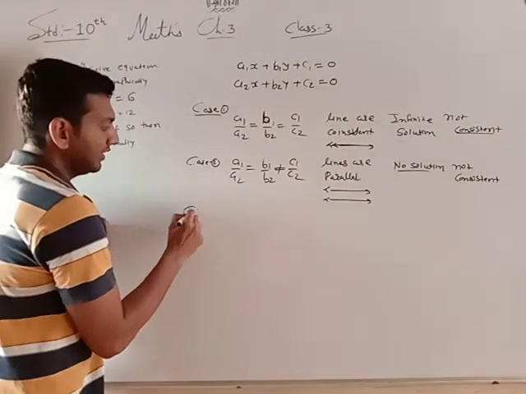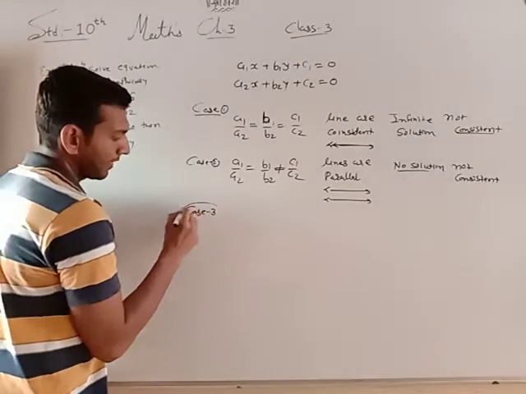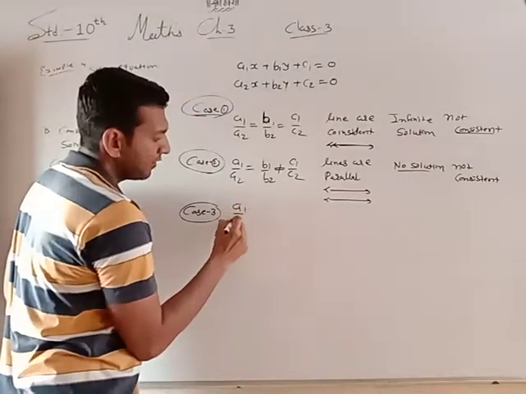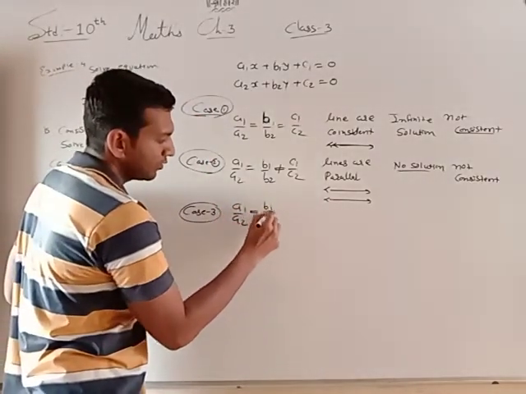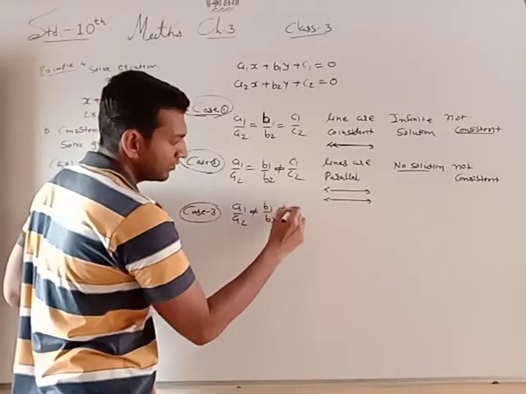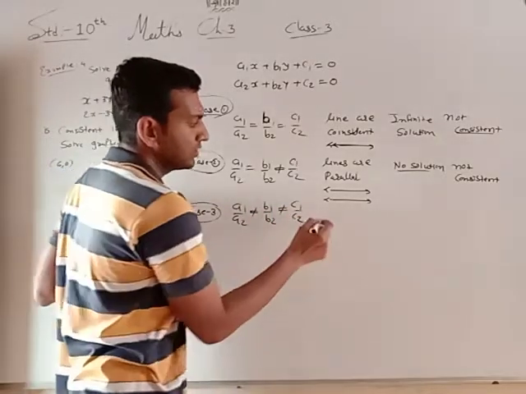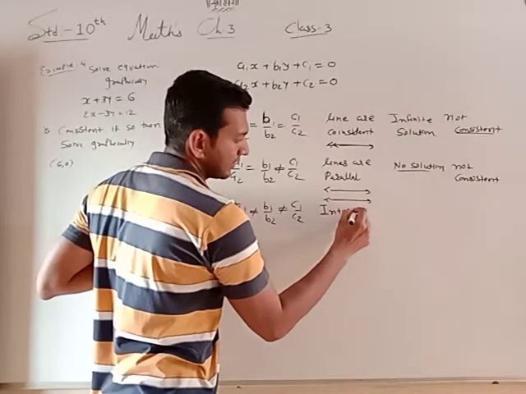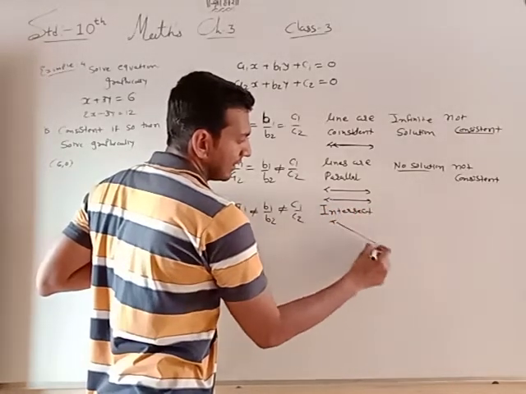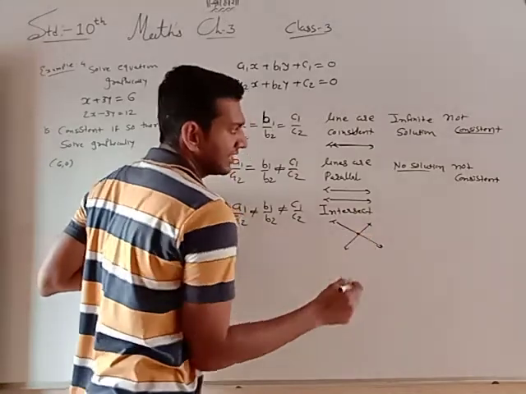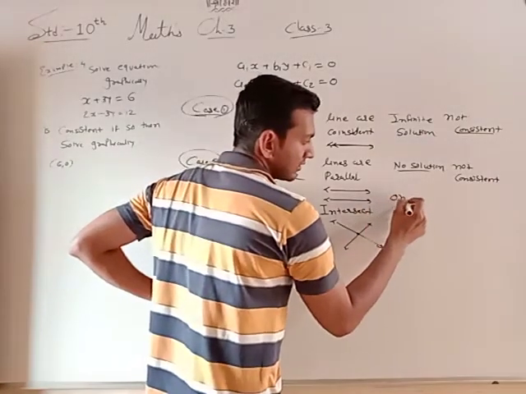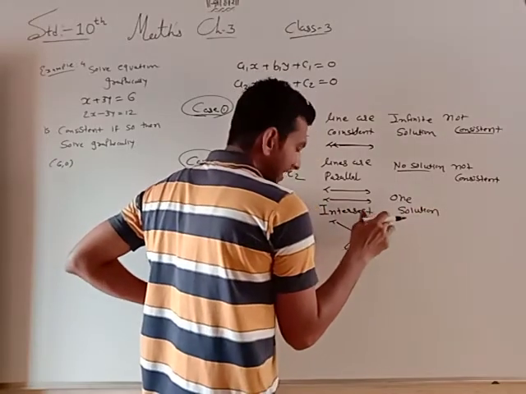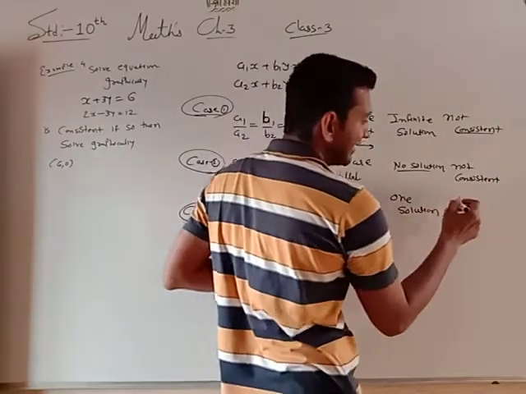Now case number 3. a1 upon a2 does not equal b1 upon b2. Lines are intersecting. Lines are intersecting means one solution, and if there is one solution, it means it is consistent.